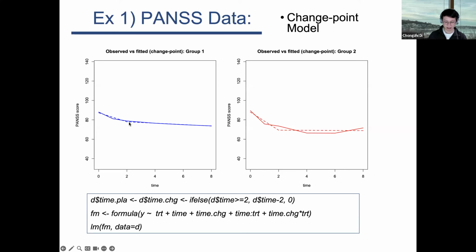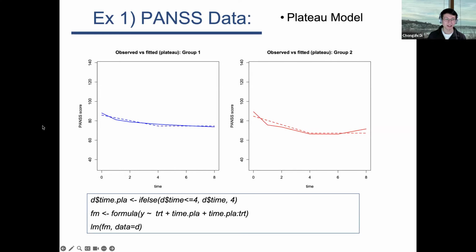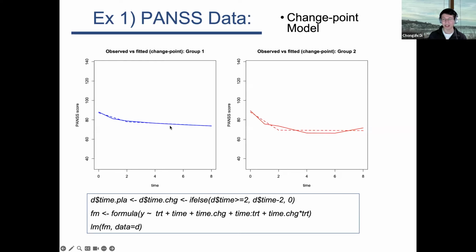So you can see, compared to the previous one, now you have this part forced to be constant, right? But in the change point model, you allow a negative slope. For group 2, similar story. So you're assuming a different slope at the beginning and the ending stages.